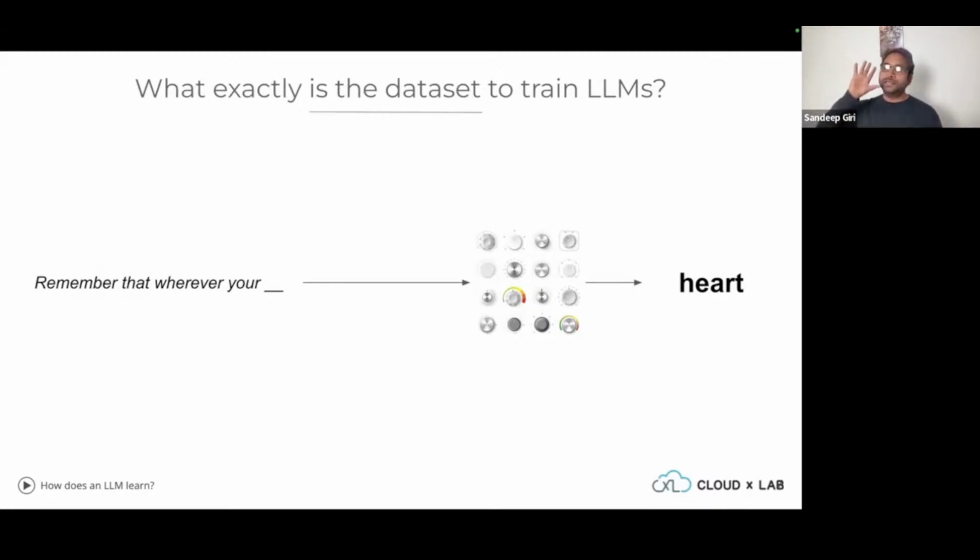We are doing the gradient descent there. We tweak the knob slowly and observe: is it giving heart or not? If it's not, then we keep on tweaking it. Is it getting closer to heart? Yes or no? And then we keep on doing that over and over and over.